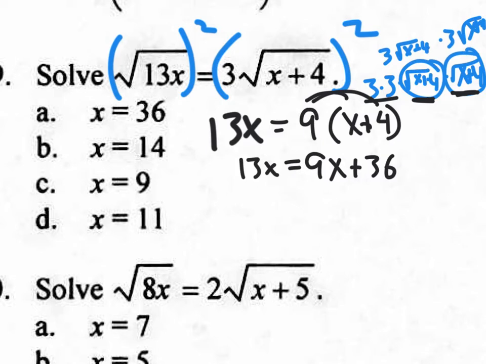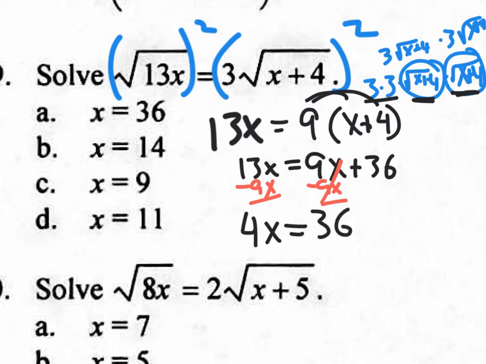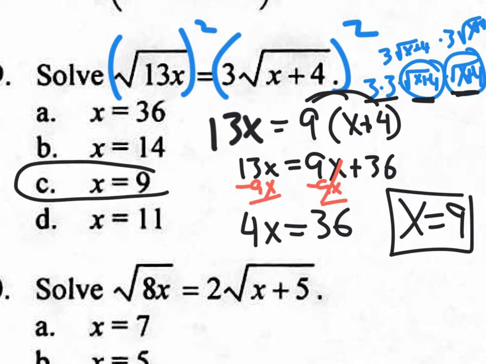And now all we have to do is solve by moving x's to one side. I'm going to subtract 9x from both sides. I'm going to end up with 4x, I'm sorry, 4x equals 36, which means that x equals 9 if you were to divide both sides by 4, which means that the answer is C. Okie dokie artichoke?